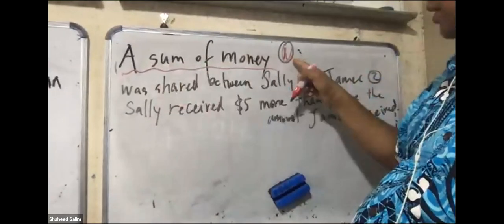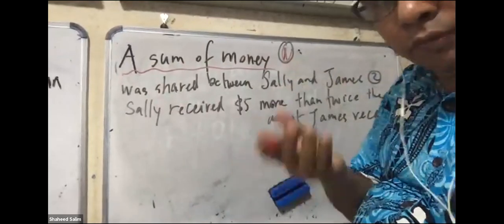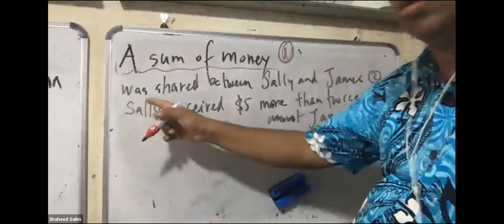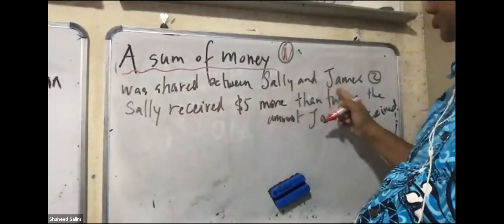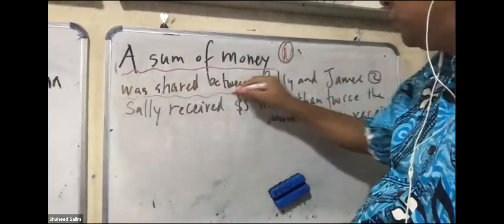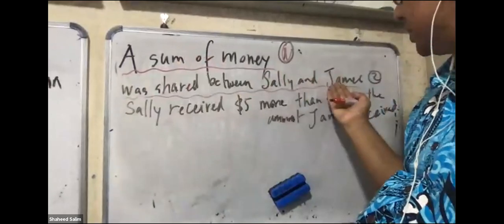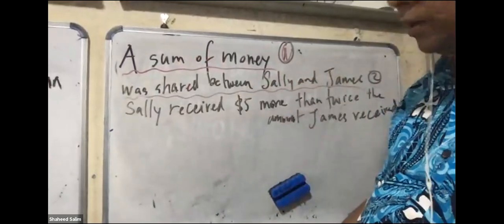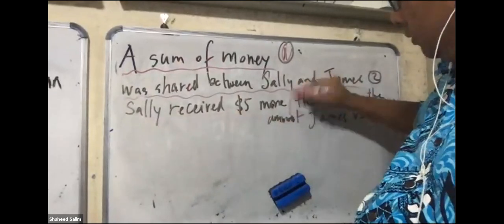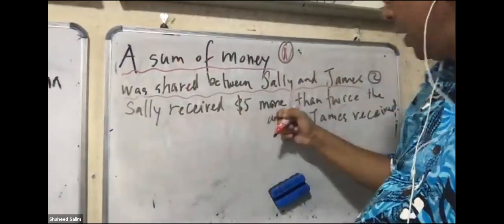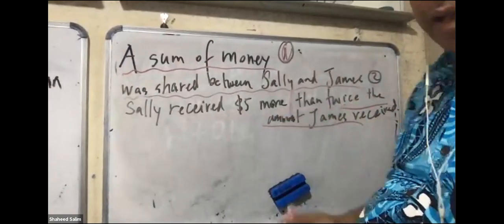A sum of money. First part. How much we do not know. We are supposed to find it out. Number 2 was shared between 2 persons, Sally and James. So this one is also for me to understand. Some money is shared between 2 persons. Okay, I understand so far. Sally received $5 more than twice the amount James received. How much did James receive?